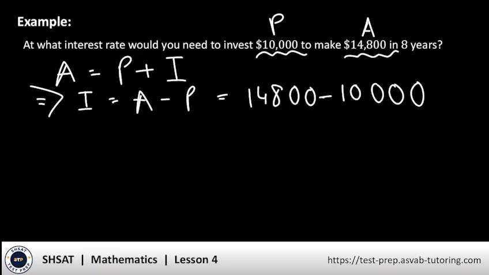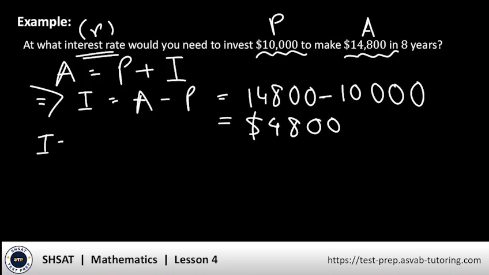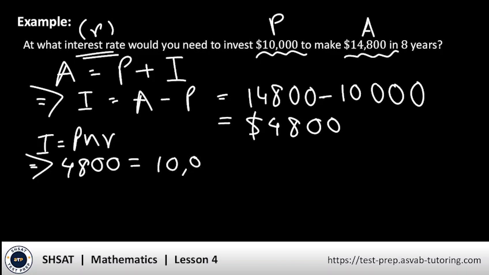And in doing that, it's going to give me $4,800. Now what? At what interest rate? So of course the question is asking for R, the interest rate, remember? As we know, I equals P N R. We can now put everything into order. In the case of I, I'm going to write 4,800. In the case of P, I'm going to write 10,000. In the case of N, I'm going to write 8, and R will be as it is.